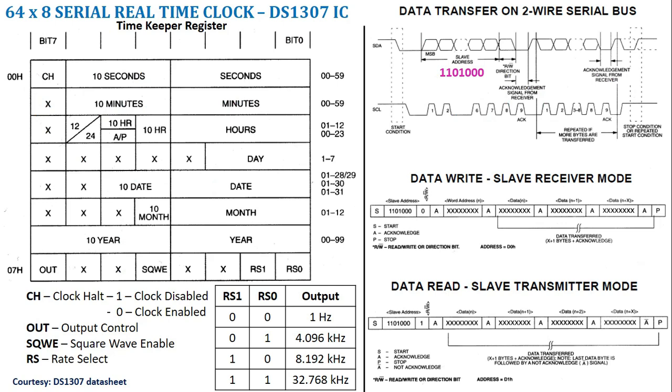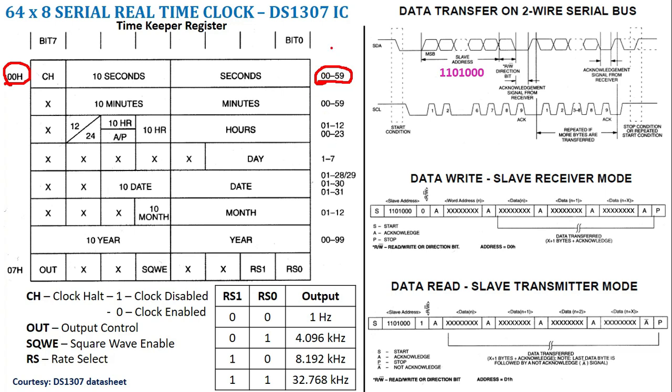Now let us look in detail at the internal components of this RAM memory. So here I show this RAM memory. At location 00, as I said, we have the seconds information. Seconds will vary from 00 to 59.